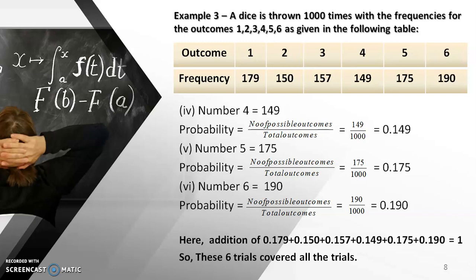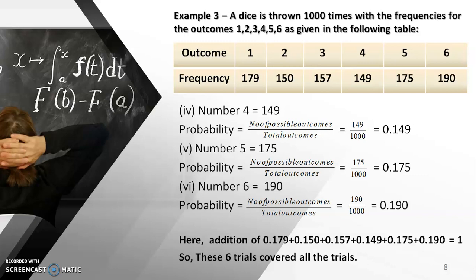Now fifth, number 5, 175. So probability equals 175 divided by 1000. So answer is 0.175. And for number 6 equals 190. So probability equals 190 divided by 1000. So answer is 0.190.